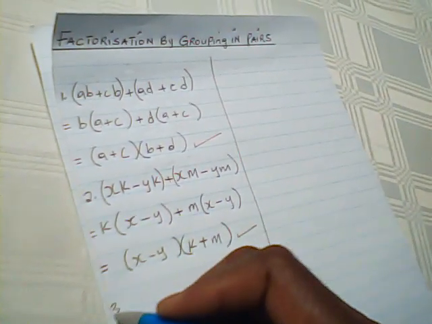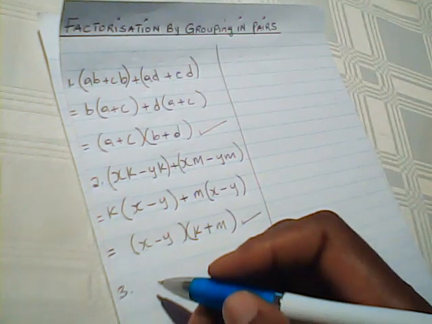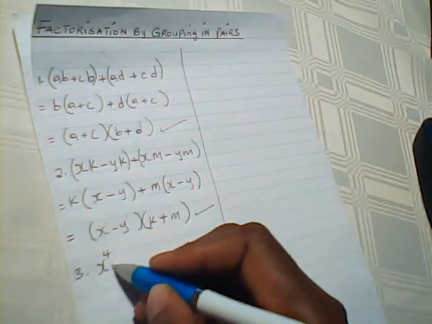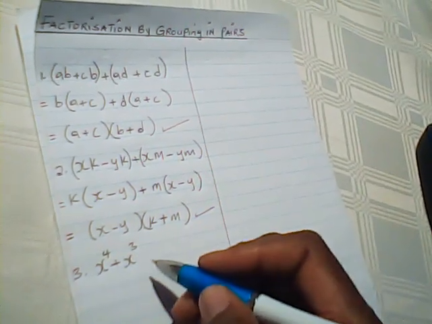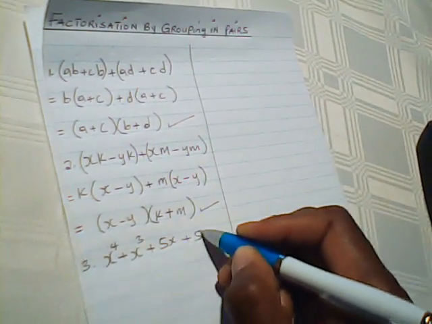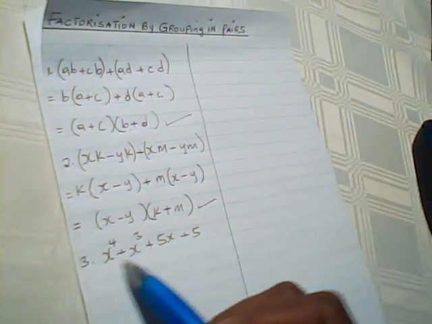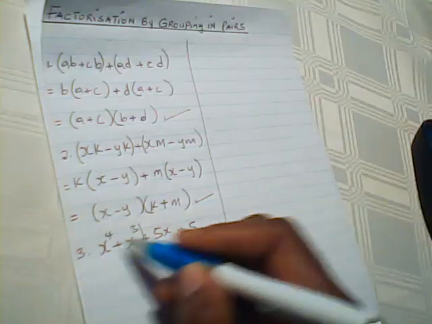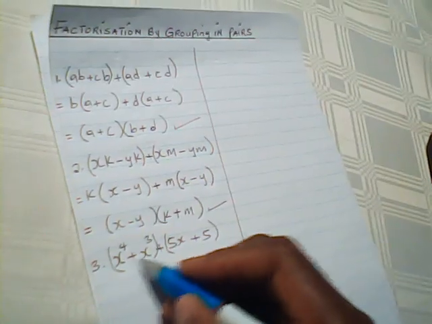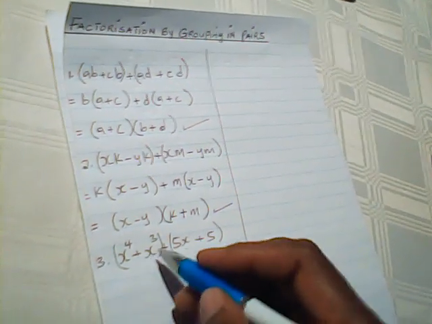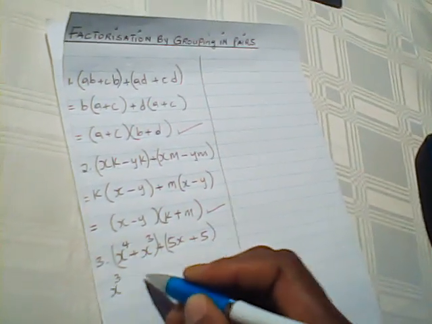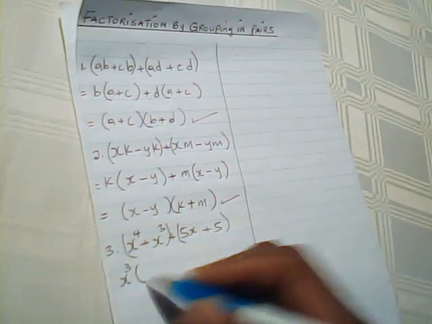Then number 3. Example number 3, we've got x raised to 4 plus x raised to 3 plus 5x plus 5. You can see those terms are 4, 1, 2, 3, 4. Then you group them. Then you take out the common factor here. Common factor here is x raised to 3. Then what are we left with?